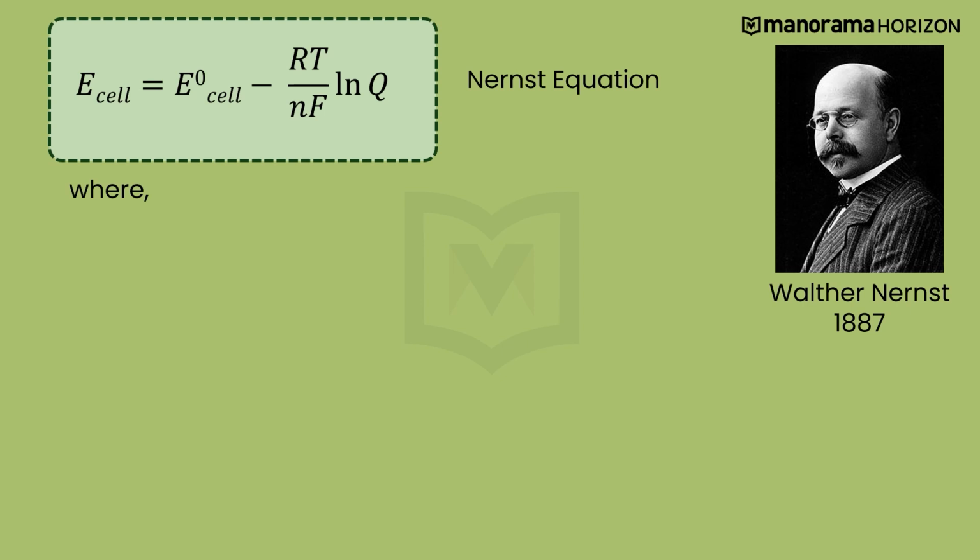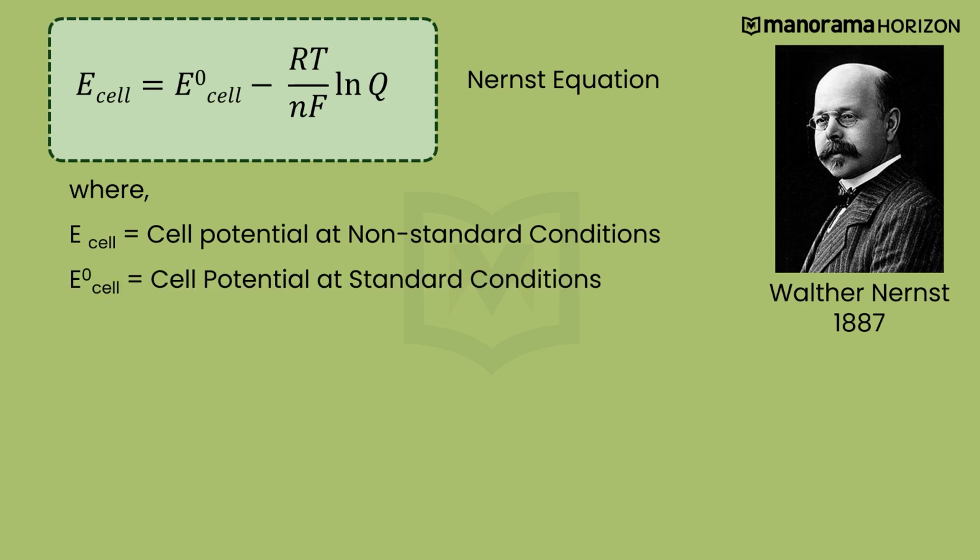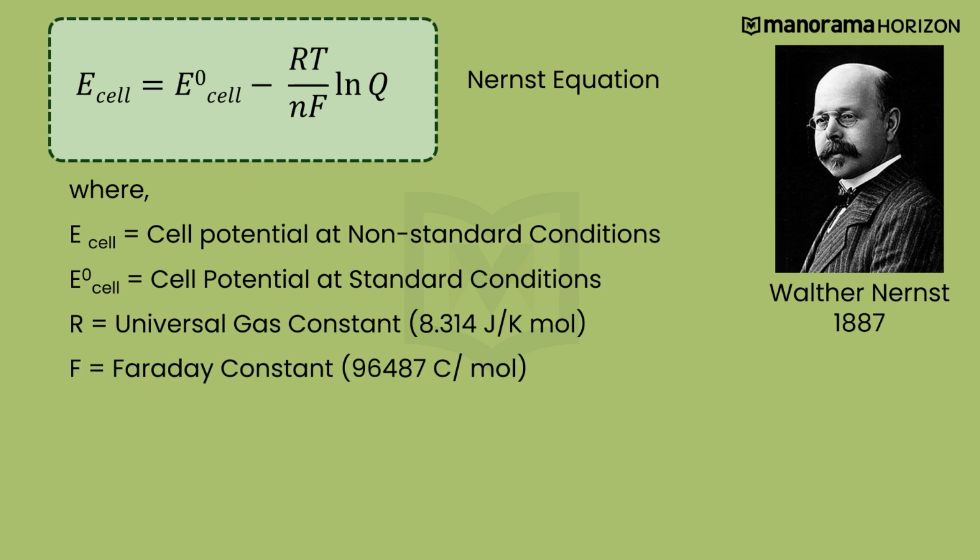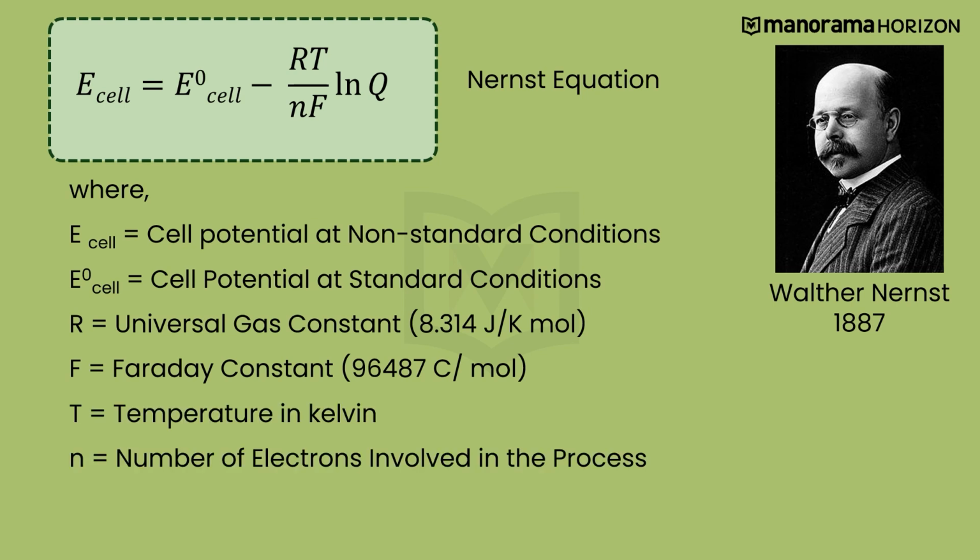He gave the equation E cell is equal to E0 cell minus RT by NF ln Q, where E cell is the cell potential at non-standard conditions. E0 cell gives cell potential at standard conditions. R is the universal gas constant, that is 8.314 joules per Kelvin mole, and F is the Faraday's constant, 96487 coulombs per mole. T is the temperature in Kelvin, N is the number of electrons involved in the process, and Q is the reaction quotient.